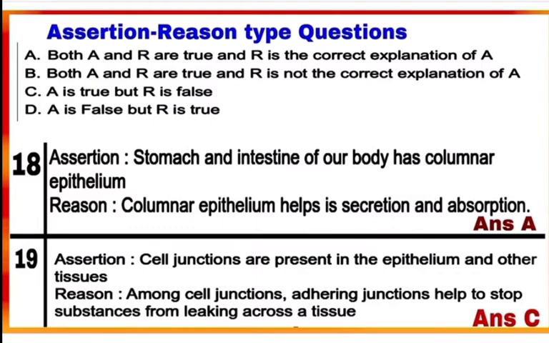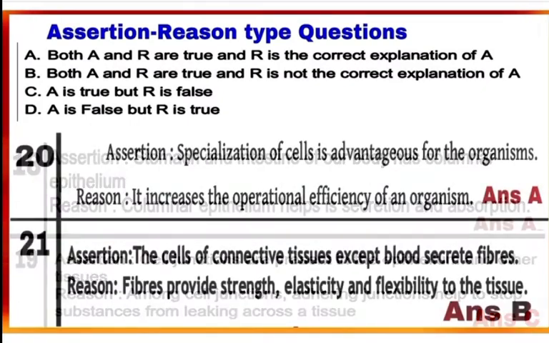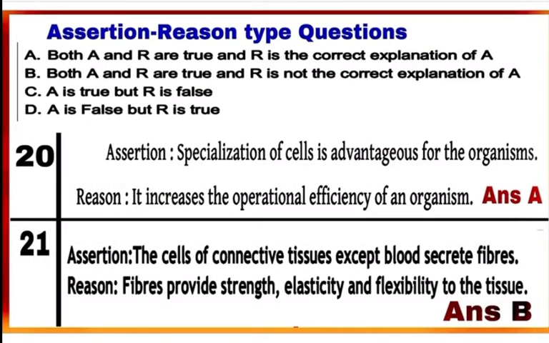Adhering junctions perform cementing function to keep neighboring cells together. So, mark C as a correct answer. Here A is true but R is false. Question 20. Assertion statement. Specialization of cells is advantageous for the organism. It is the true statement. See the reason. It increases the operational efficiency of an organism. It is also true and correct explanation of assertion.